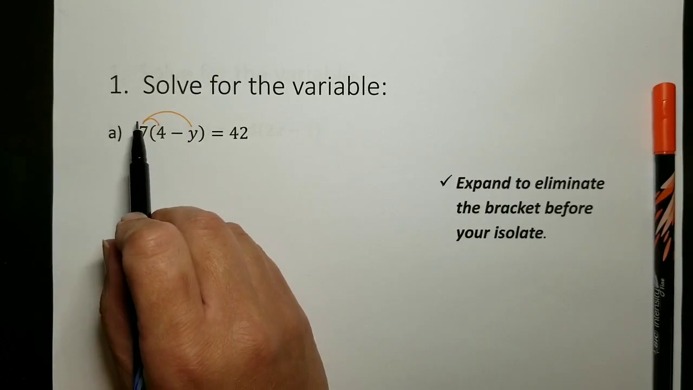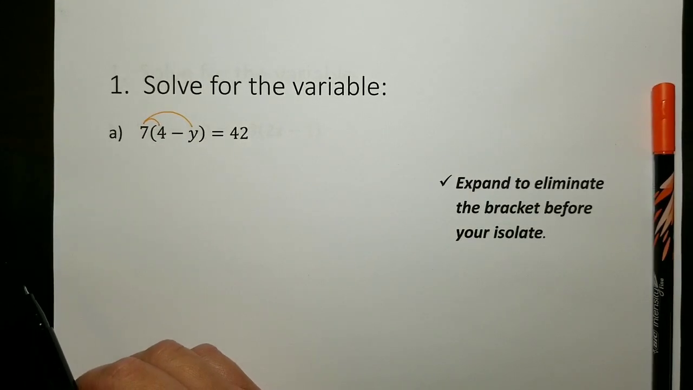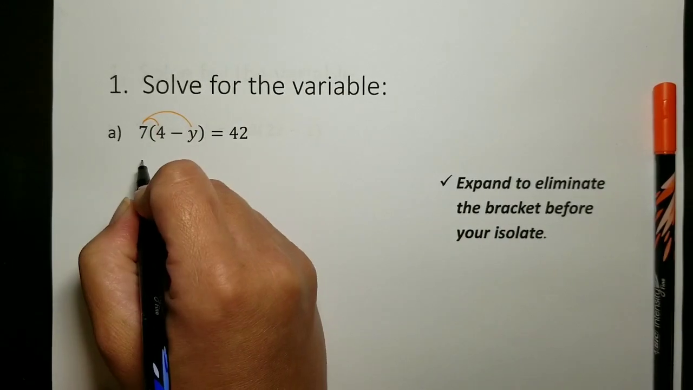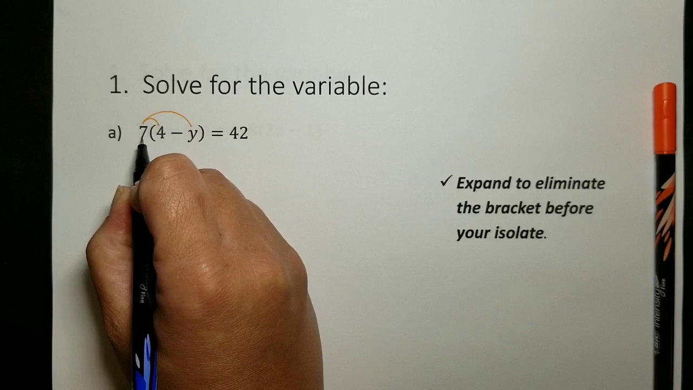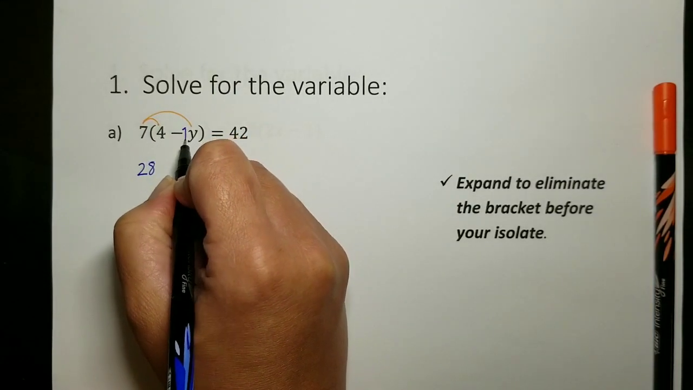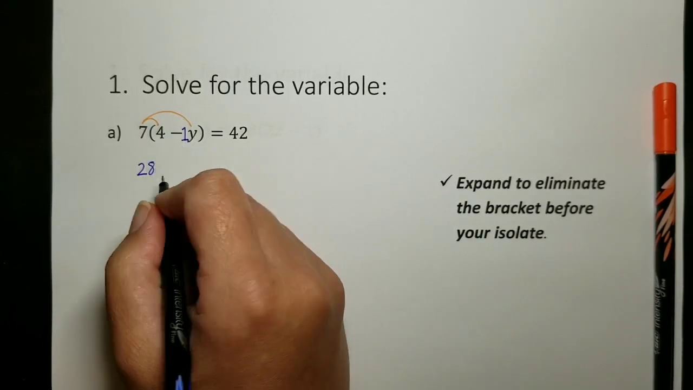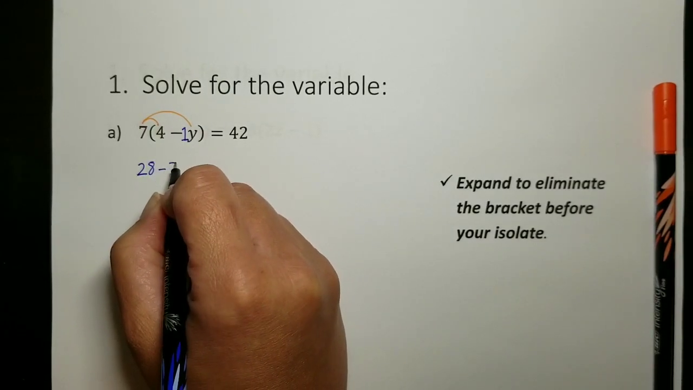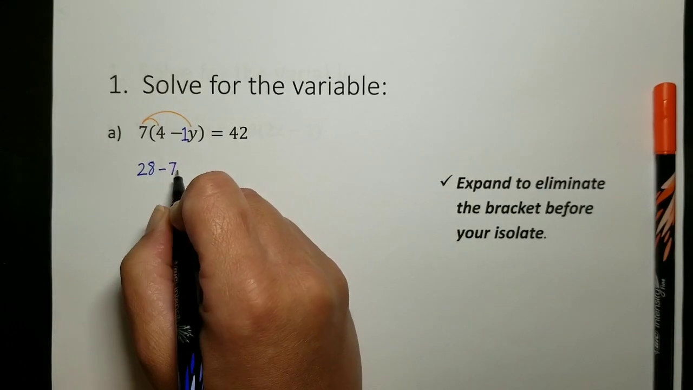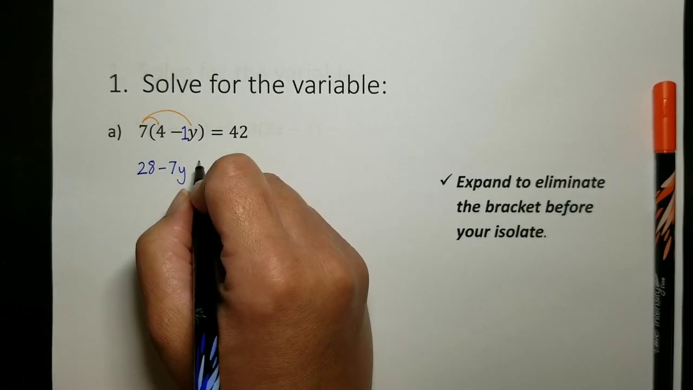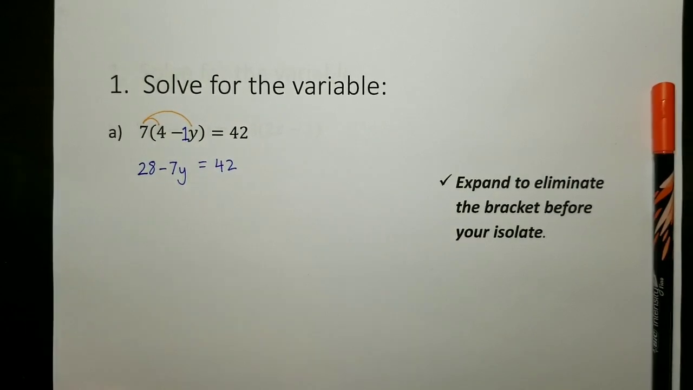Remember, I said sometimes we call it like rainbow because when you draw those arrows, it kind of makes a rainbow. So 7 times 4 is 28. 7 times 1y, remember that there's a 1 in front of any variable that doesn't have a coefficient. Multiply the coefficients, so 7 times negative 1 is negative 7, and add any exponents on the variable, but there's no variable with the 7, equals 42.